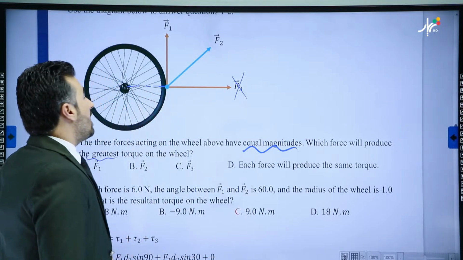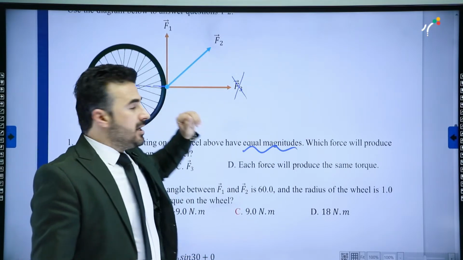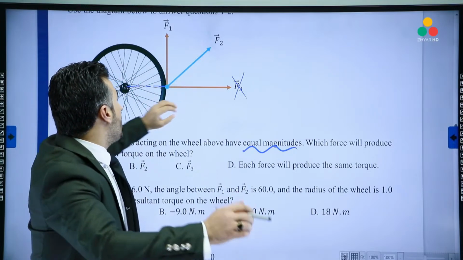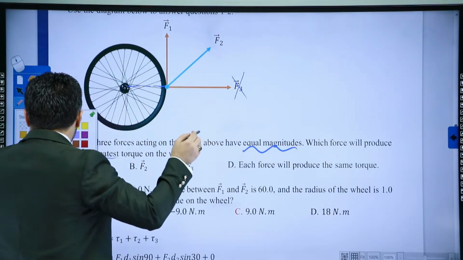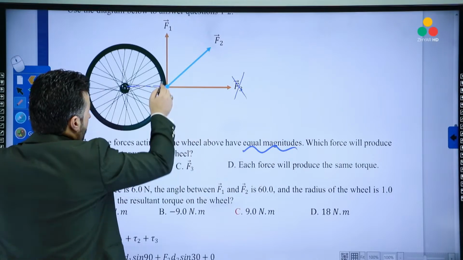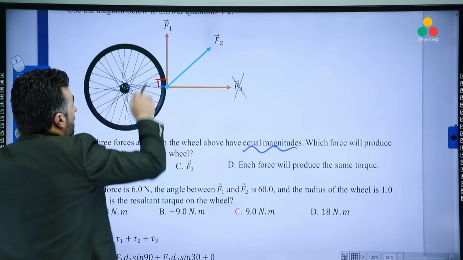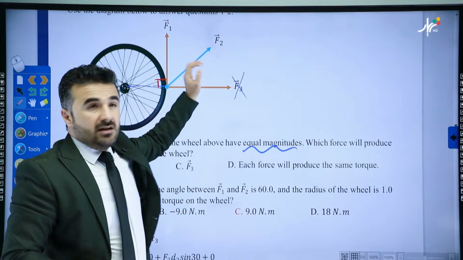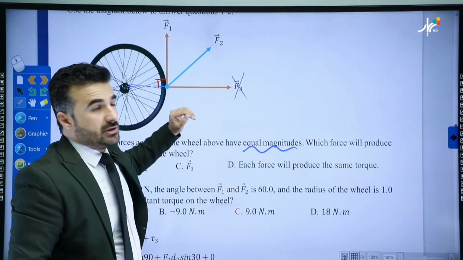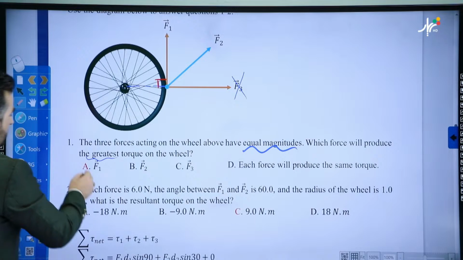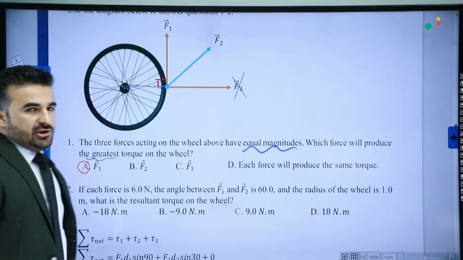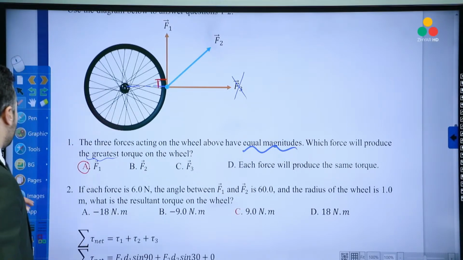So what are we left with? F1 and F2, correct? Take a look here. F1 is perpendicular, or at a right angle, to the axis of rotation. And because they have the same magnitude, F1 will produce a larger torque in this case. So the answer is F1 producing the greatest torque.